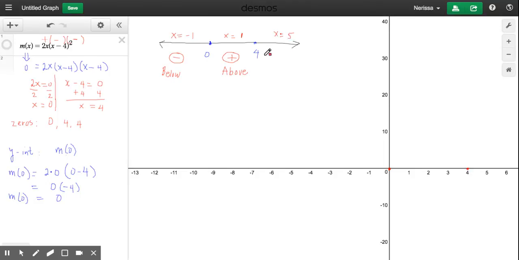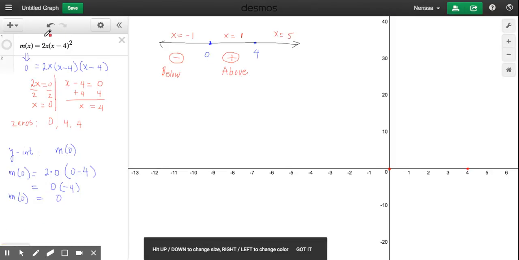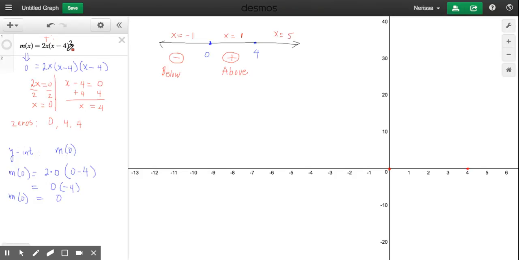Now, at x equals 5, okay, let's erase this. 2 times x, so 2 times 5 is going to give us a positive number, times 5 minus 4 is going to give us a positive number, but there's 2 of these, so times positive. So positive times positive times positive is equal to positive. And therefore, the graph is above the x-axis in this section. All right, so now we're ready to sketch the graph.